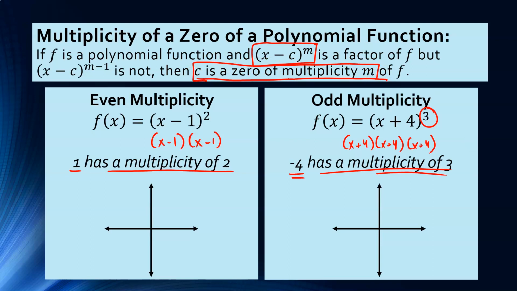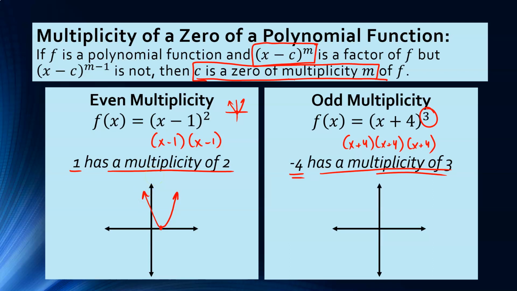So now what does that look like for the graph though? Think about a parabola. If we have x squared, it would kind of bounce off the x-axis at 0, 0. That's how you can think of it. So anytime it's an even power, even multiplicity, it's going to bounce off the x-axis. Here's what I mean. This one here, we would have 1 as our x-intercept, but instead of going through that spot, it is going to bounce off of it.